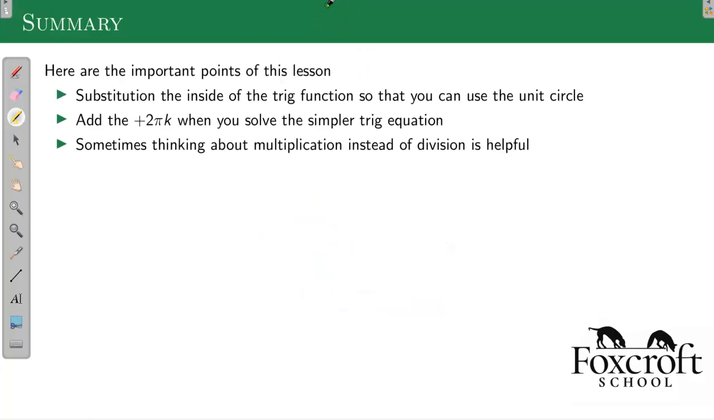So again, just another way to use substitution to make a problem simpler before you solve it. We're going to substitute inside the trig function to make it just a single letter in our trig function, and that lets us use our unit circle to solve the equation. Don't forget, when you're solving that simplified equation, you can put your plus 2 pi k there. And then after you've done that, you replace u and get x by itself.